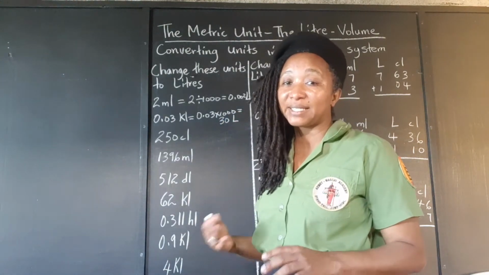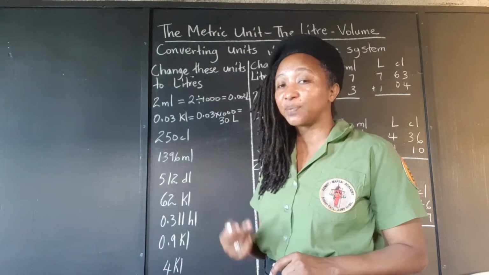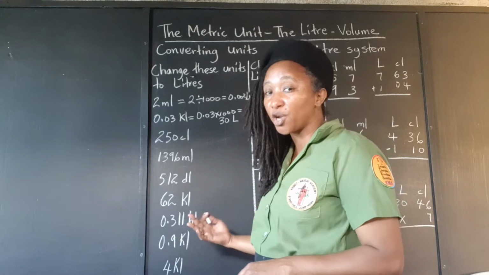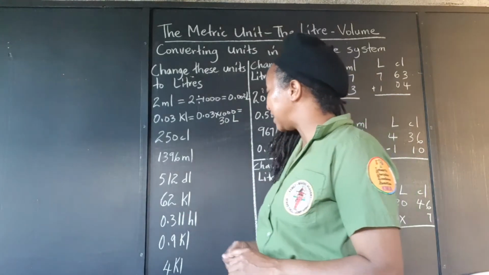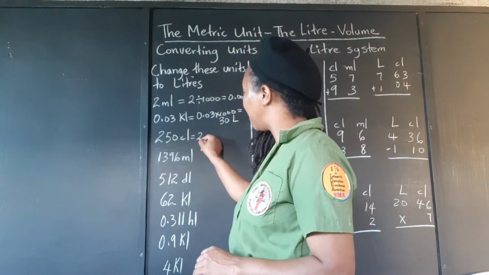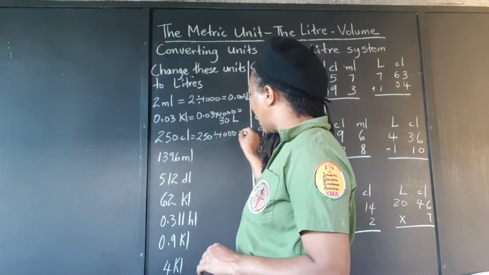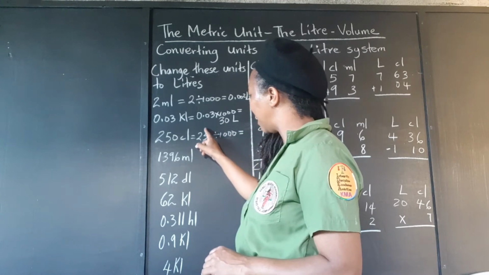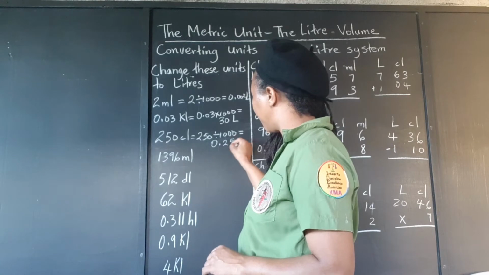Centiliter to liter, centi means 100. Centiliter is a smaller unit and we're changing to the bigger unit. We're going to divide. So centiliter to liter, we're going to divide by 1,000. And that gives us 3 places to the left, 0.25 liters.